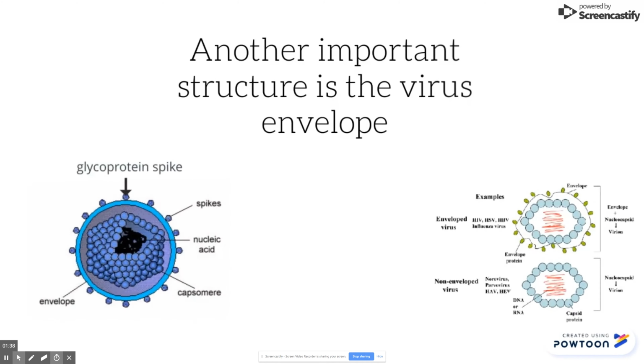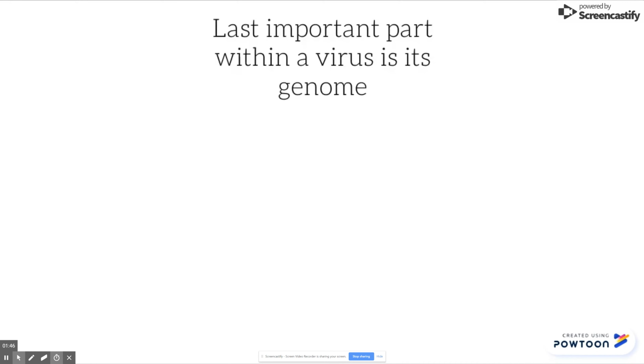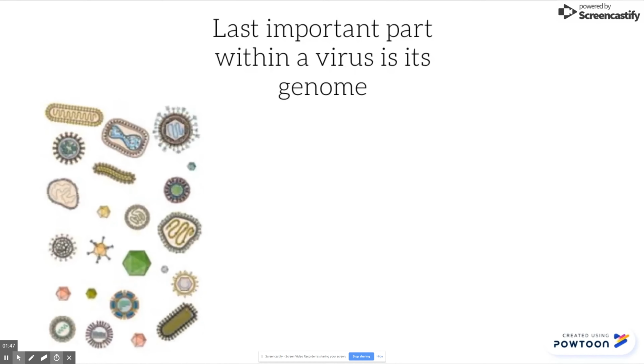This membrane is composed of an outer lipid bilayer known as the viral envelope, and the membrane is studded with proteins. It also has lipids and carbs which are taken from the host for nutrients and for its membrane. The last main structure is the virus genome. This genome is the DNA or RNA.